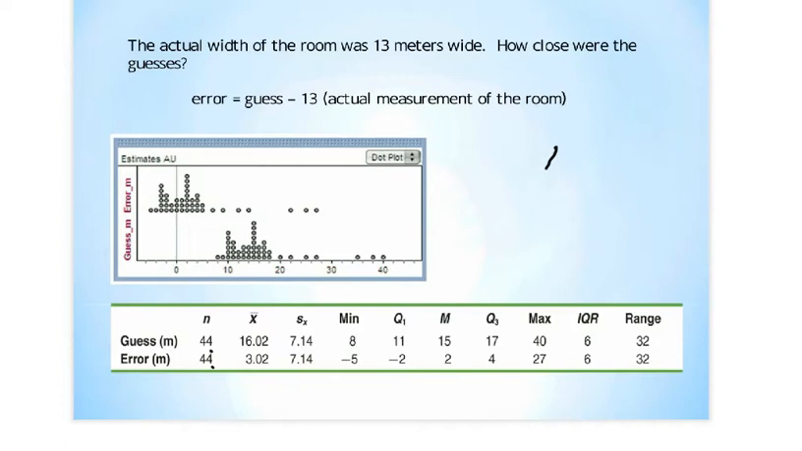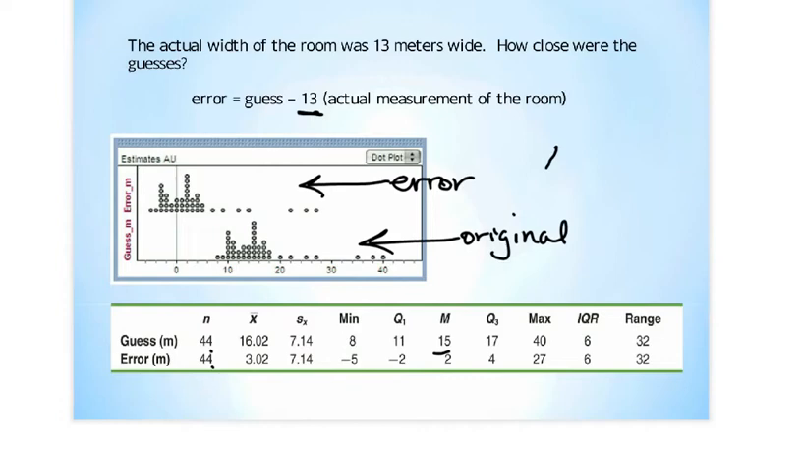So what we have done is taken the original data and subtracted 13 from it, and this is our error data. Now notice, we have shifted this from a mean of 16 to now around 3. Our median was 15 in the first set, and now our median is 2. So what happens when we subtract the 13 is we are literally just moving the distribution.